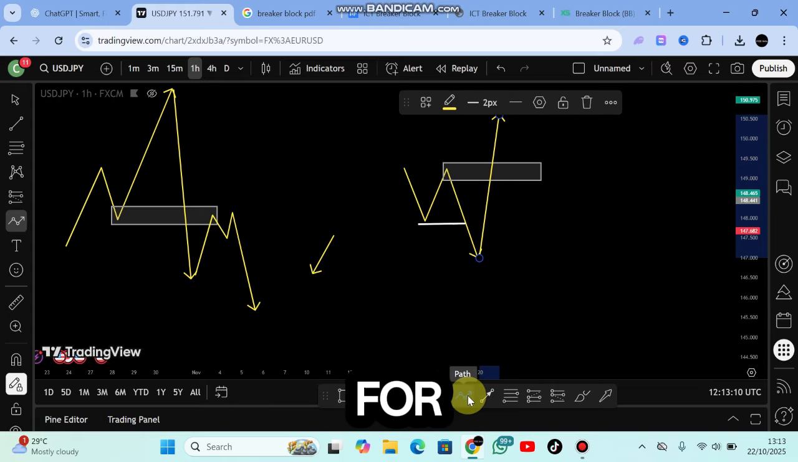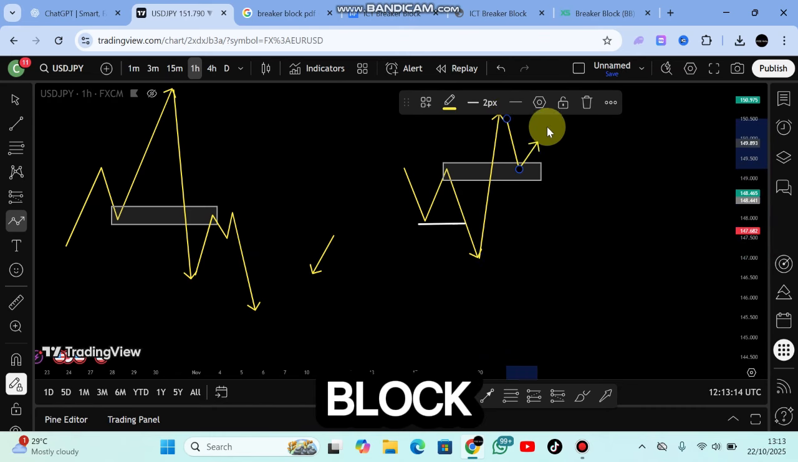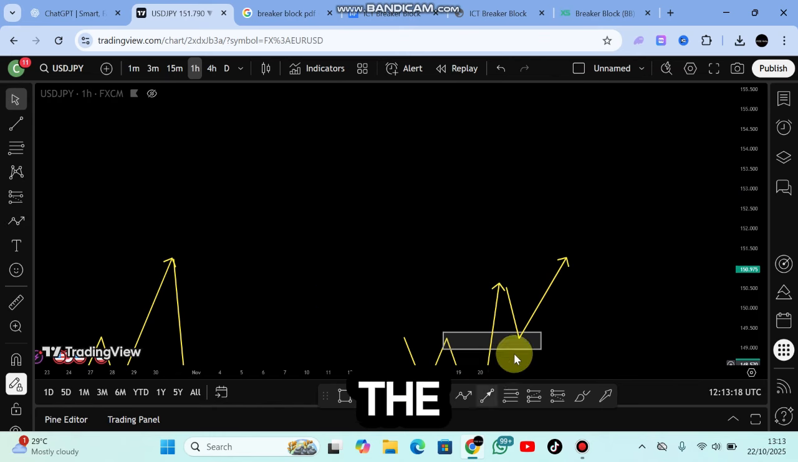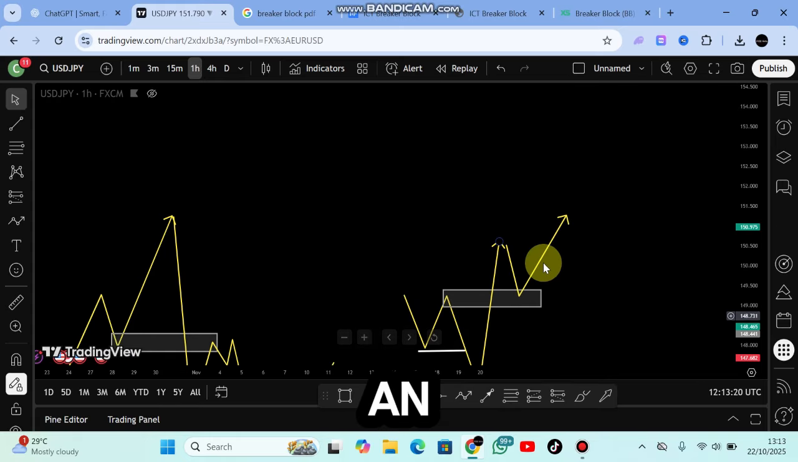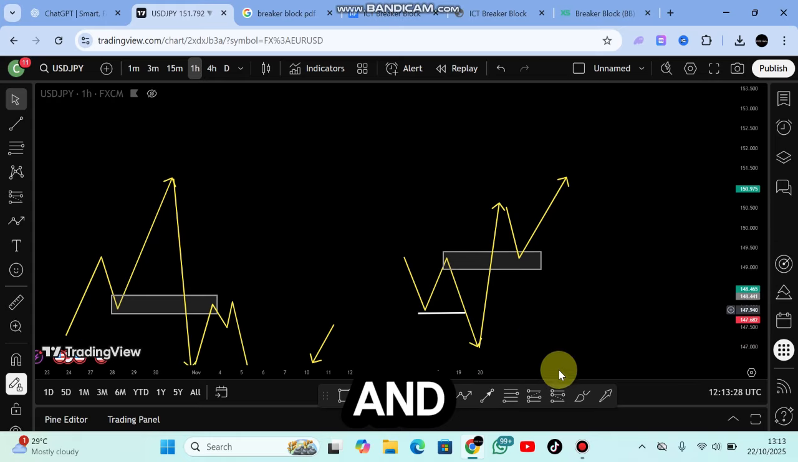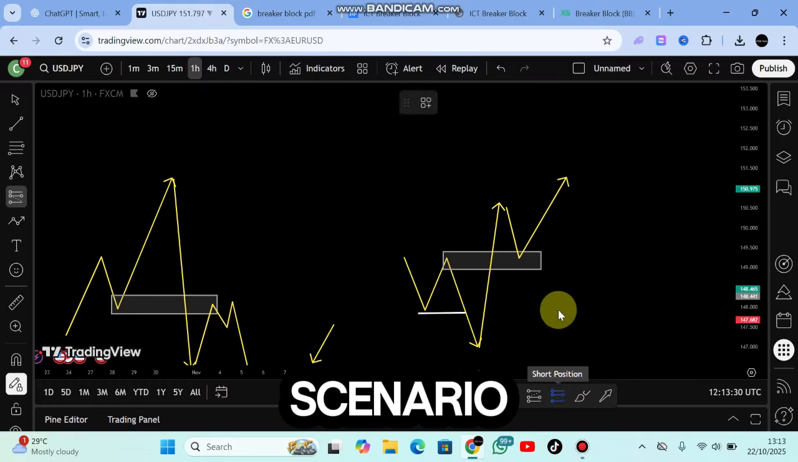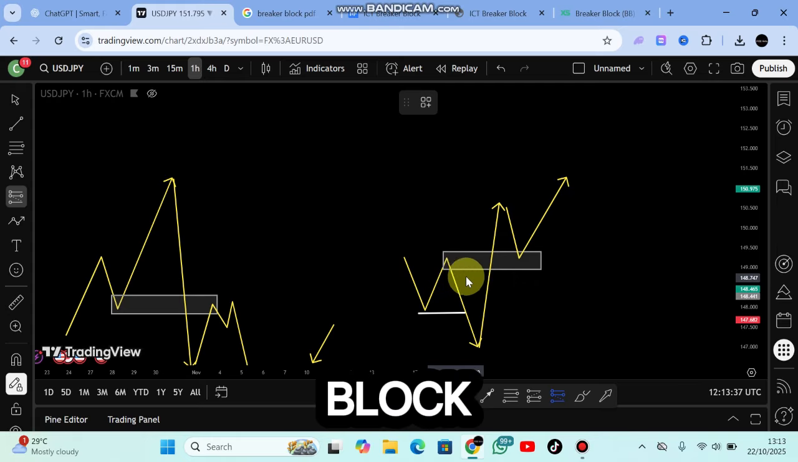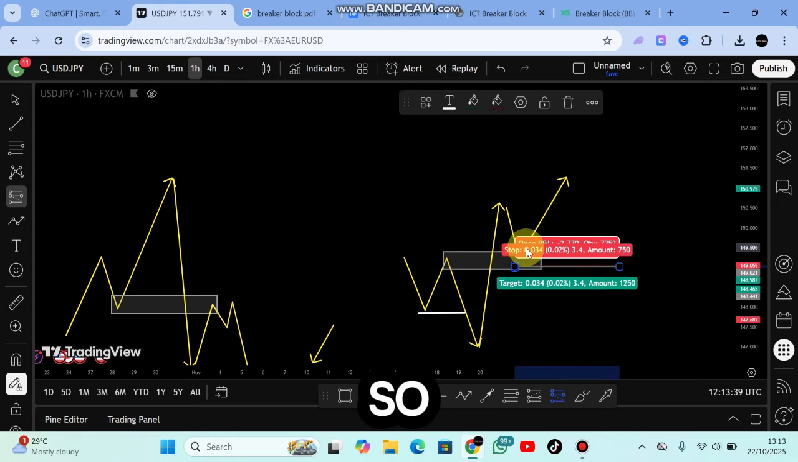So you should wait for price to come back and test this particular breaker block, and then you can take a trade toward the upside. So this is an example of a bullish breaker block. For trading breaker blocks, in this scenario, your stop loss should be below your breaker block.